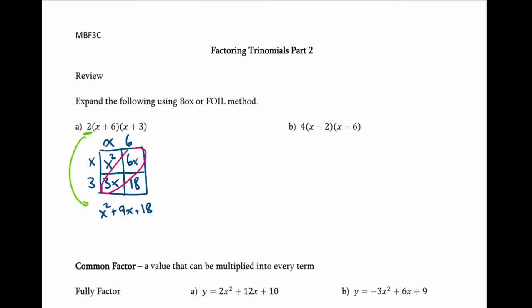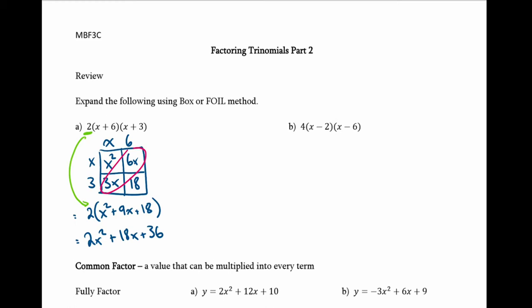The only thing we're missing right now is this 2. So this 2 just comes down, and we still have to multiply everything by 2. So when we multiply everything by 2, we get 2x squared plus 18x plus 36. And this is my expanded form.